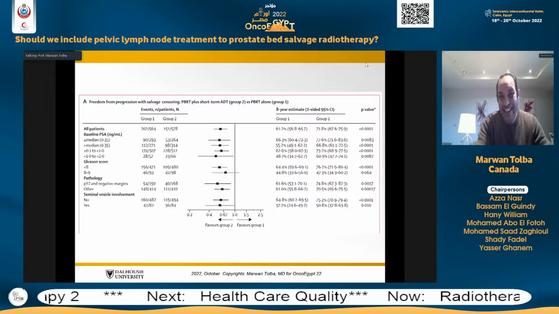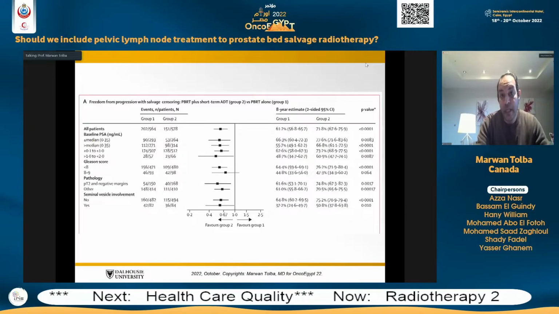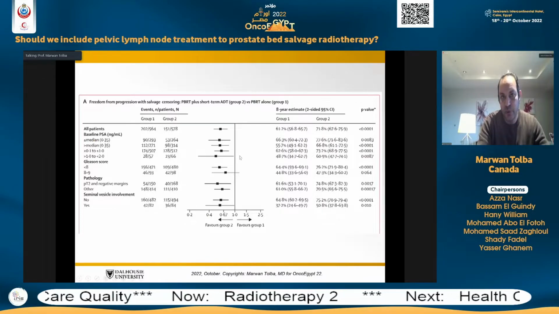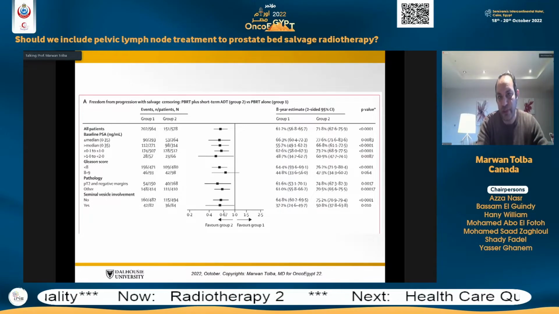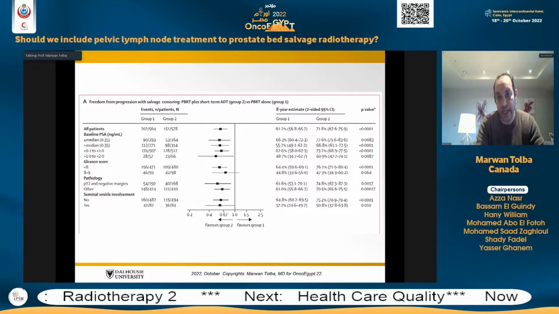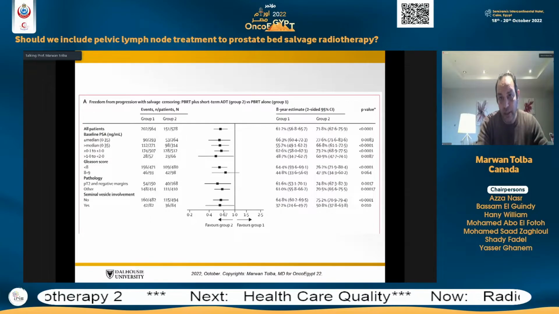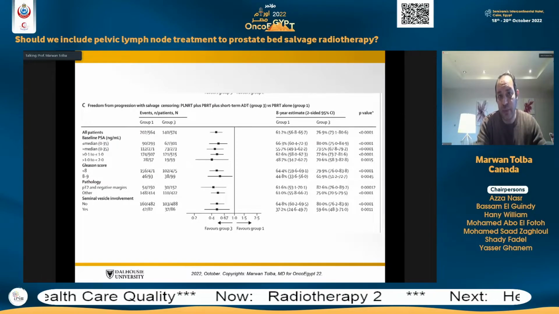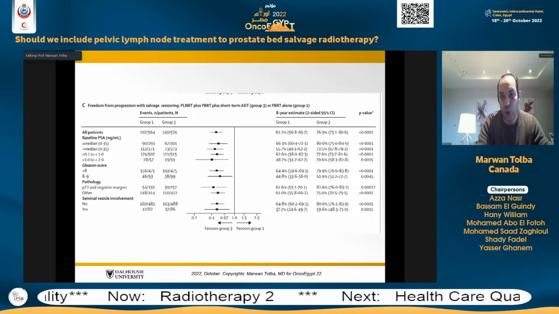And this forest plot is the subgroup analysis. We can see it's all significant if you treated with pelvic lymph node radiotherapy with short-term ADT versus prostate bed radiotherapy alone. It's all significant in the subgroup analysis. However, the outcome regarding freedom from progression was also significant between arm 2, which wasn't including the pelvic lymph nodes, versus prostate bed only radiotherapy.